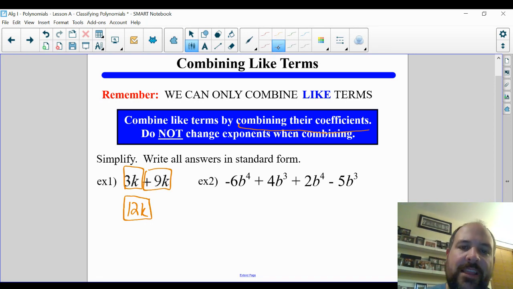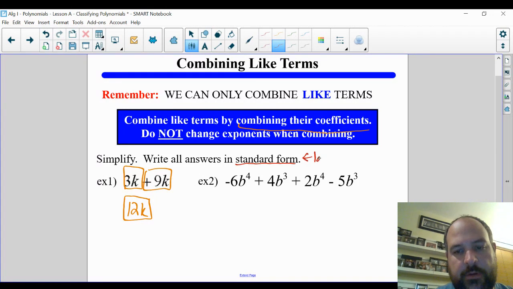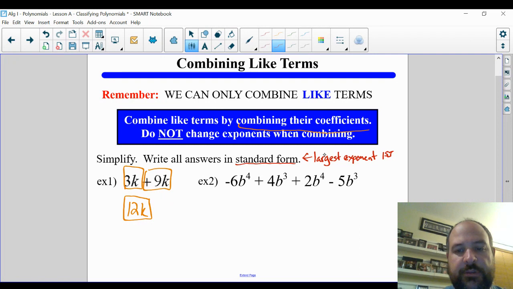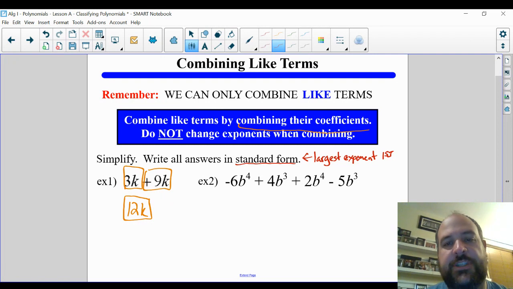If I look at number 2, I want to write in standard form. So that means, first of all, I want to start with the largest exponent. So we're going to first identify the terms with the largest exponent. We're going to combine those, and then we will look at the smaller exponent. So if I look at number 2, I have negative 6b to the fourth plus 4b to the third plus 2b to the fourth minus 5b to the third.